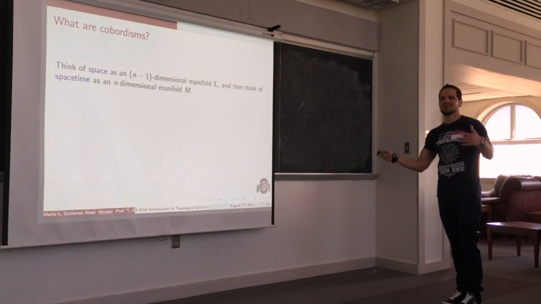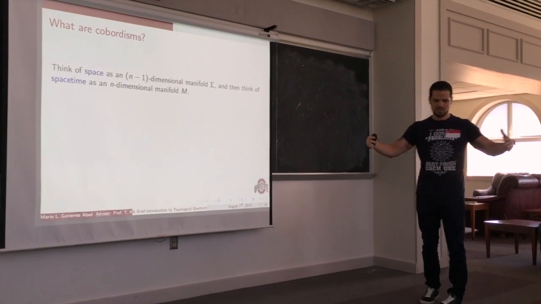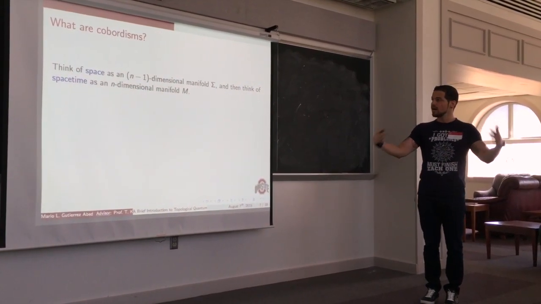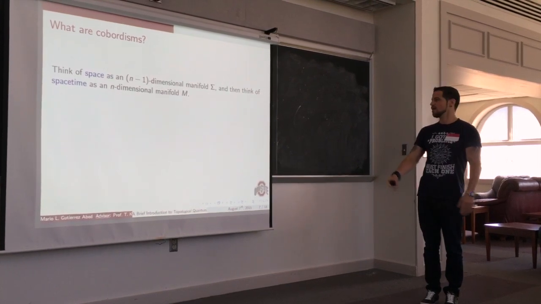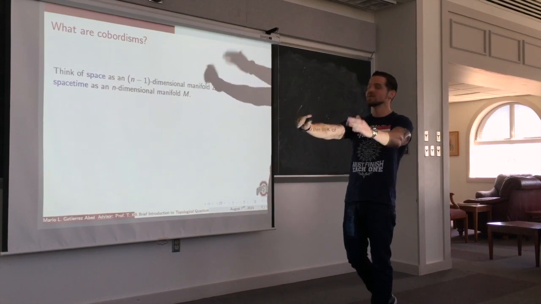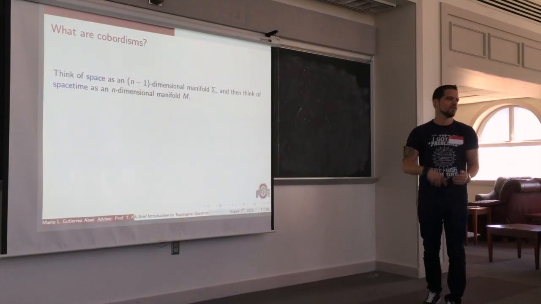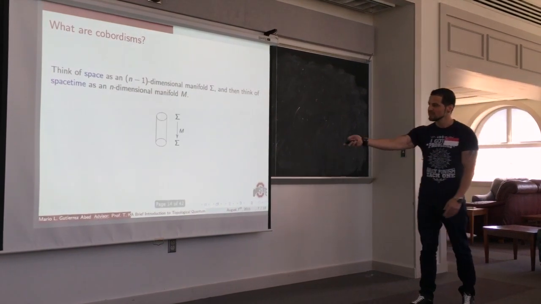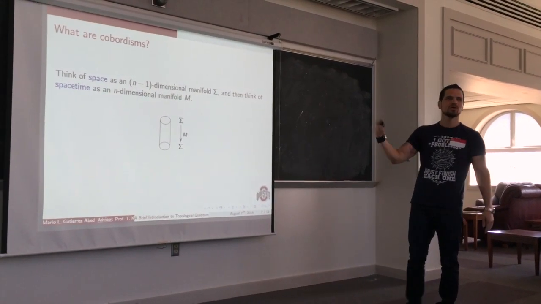If you think of space, like we're here at this moment right now, you can think of space as an n-1 dimensional manifold. And then if you think of space-time, as we move through space-time, you can think of that as an n-dimensional manifold, one dimension more than the dimension of space. So that n-dimensional manifold is going to be your cobordism.